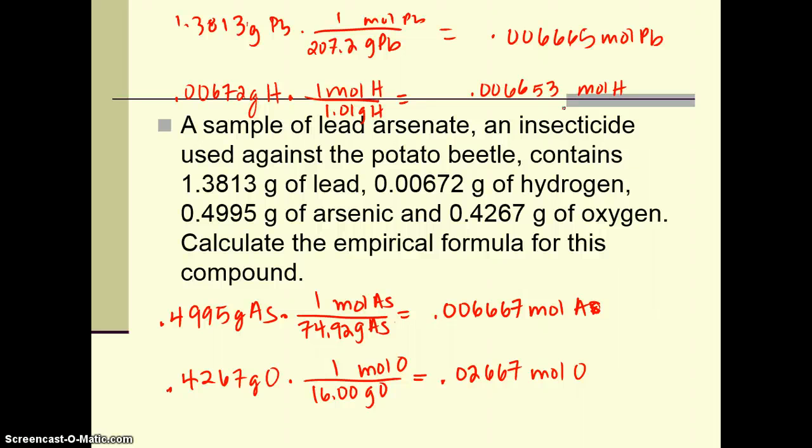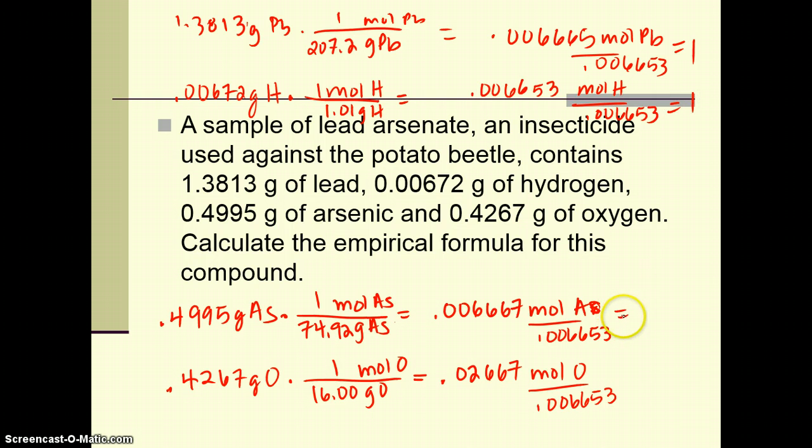I know that these 3 are very close. I'll pick the smallest one. So it's the 0.006653, so divide each by 0.006653, and obviously I end up with 1, 1, 1, and 4.